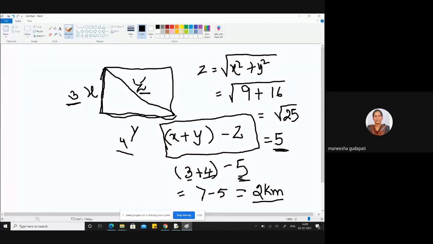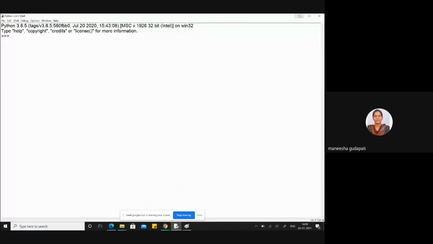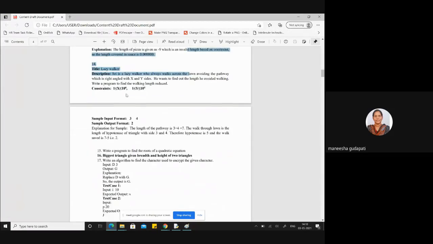For this you have to write the program. First you have to identify the actual distance he walked and the distance he needed to walk. Then subtract: the intended distance minus the actual distance he walked, and you will get the answer. You have to write code for this entire thing. Did you understand the problem? Yes, ma'am.